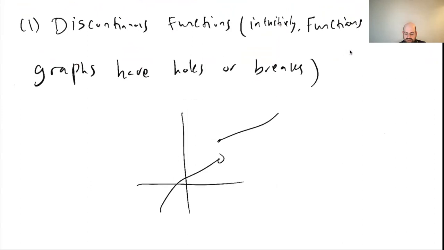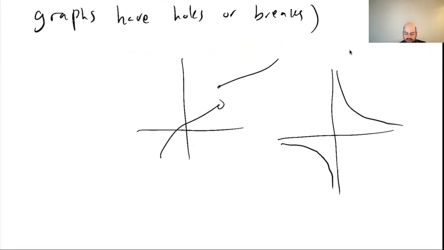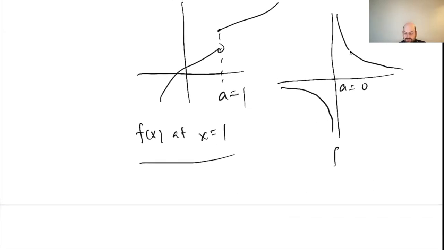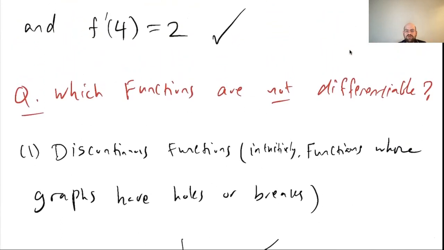So for example, this function, or let's say, for example, this function. So these are discontinuous functions. So this is, let's say a, and this one here is a equals 0. Let's say this is a equals 1. So f of x at x equals 1 is discontinuous and therefore not differentiable, or here f of x again at x equals 0, again discontinuous and therefore not differentiable. So this is one type of function which is not differentiable.